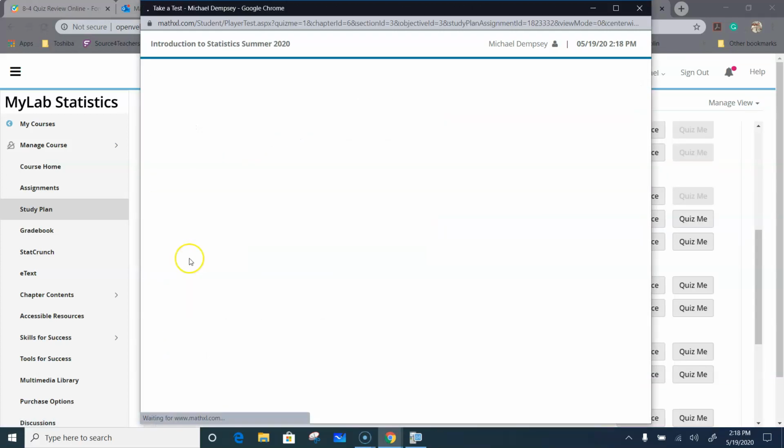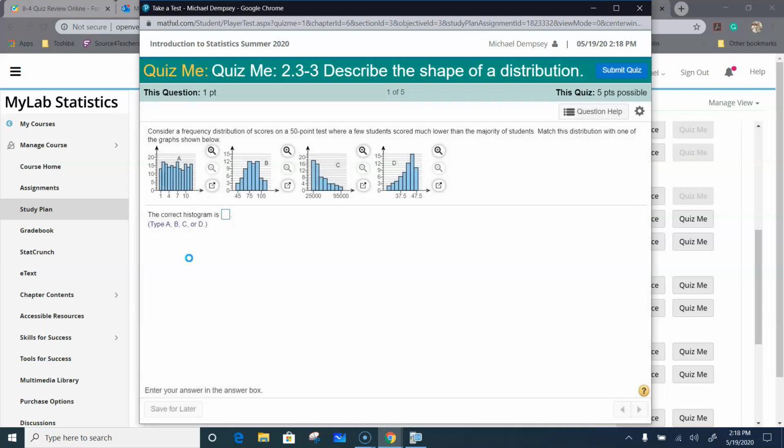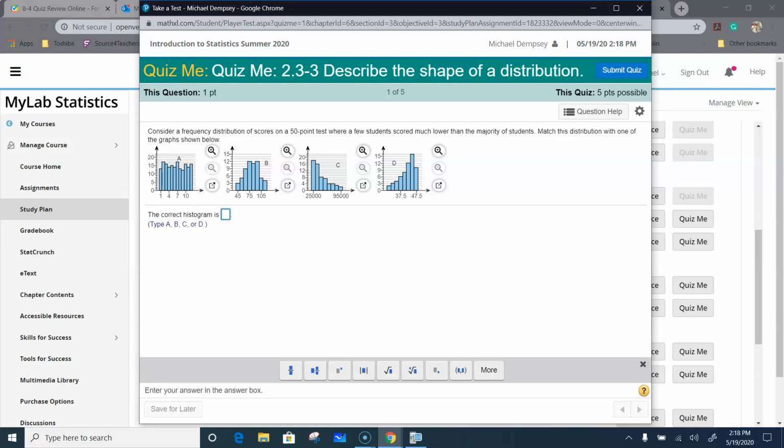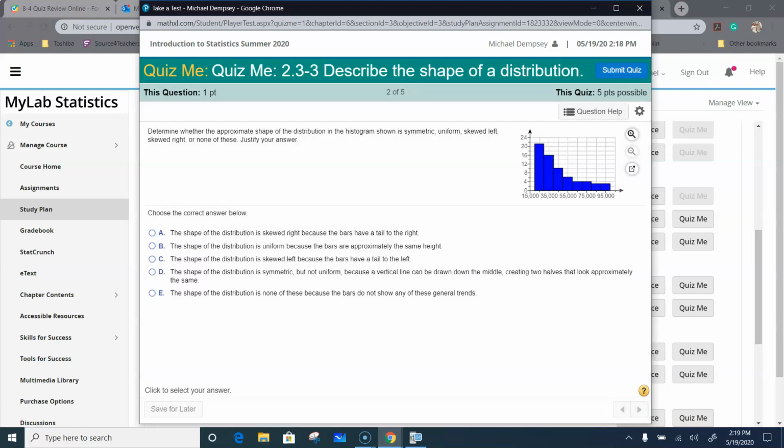Okay, so here we want to describe the shapes of some distributions, whether they're skewed left or skewed right. Consider a frequency distribution of scores on a 50-point test where a few students scored much lower than the majority. Right? So if a few students scored much lower than the majority, that would be this one here, which is D. Right? And that we call that a skewed to the left distribution. Right? If a few people scored really low, a couple of low numbers, that's skewed left.